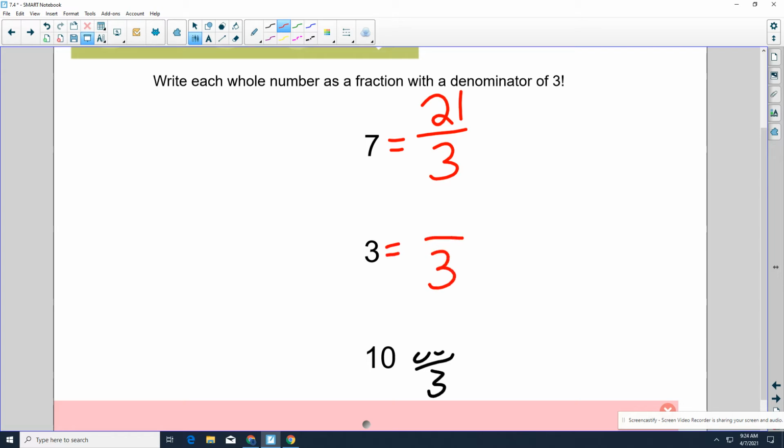Here I could say 3 times 3 is 9. On this last one here, erase this. I know I'm working with a denominator of 3, and I can take the whole number times the denominator, and I get 30 thirds, which is equivalent to 10.